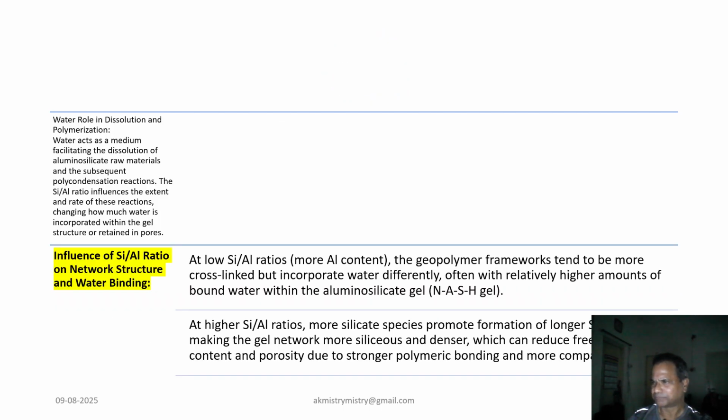Now coming to the most important part, which is about water. Water helps break down a raw material and build the final structure. The silica alumina ratio affects how water is used. More aluminum means more water is trapped in the gel, while more silicon makes the structure tighter and less porous. So all these delicacies help in understanding the material in a better way.